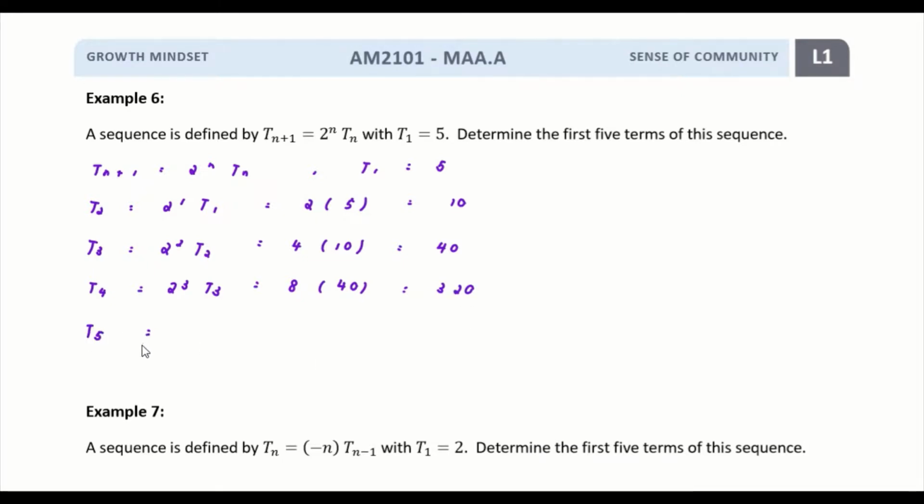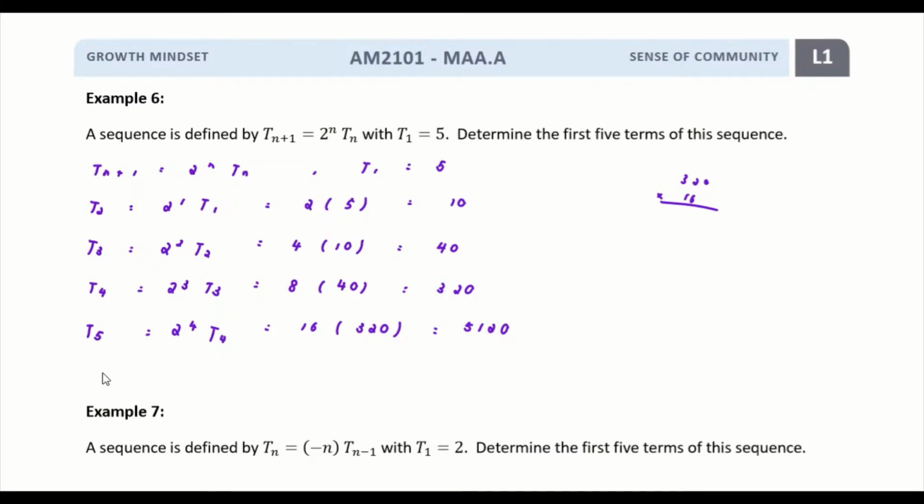Last one, T5. The previous term is the fourth, so that's why 2 power 4 times T4. So 2 to the power of 4, you should practice that. 2 times 2 times 2 times 2 gives you 16. T4 is 320. For this one, you might need to use a bit of your calculator to help you. If this comes out in your exam, you can always write down your working here. You should know how to do normal multiplication. So you are getting 5120. Or you can split it out, like 320 times 4 times 4 is the same thing.